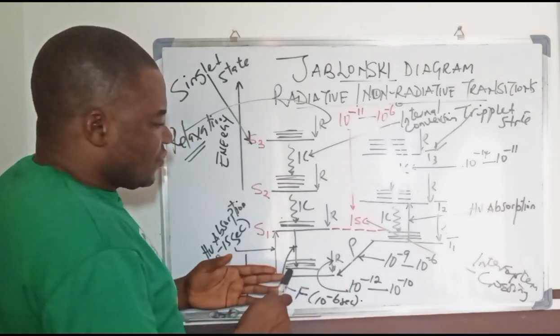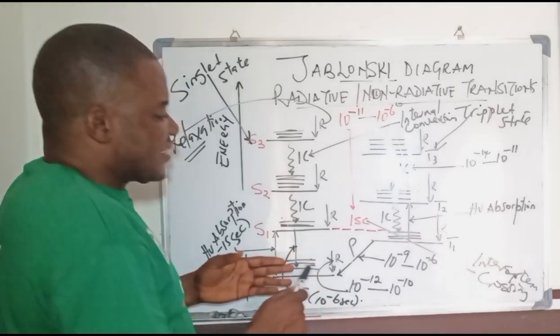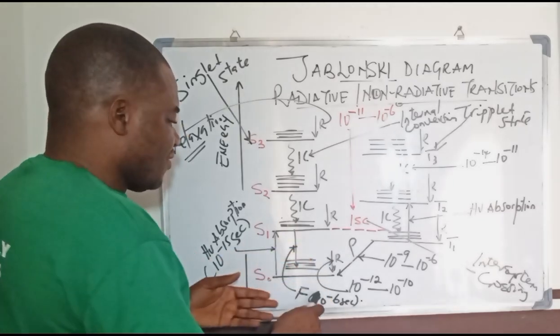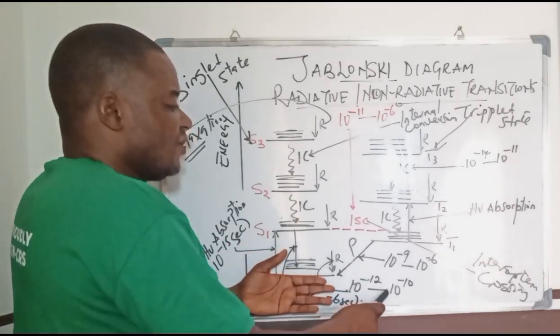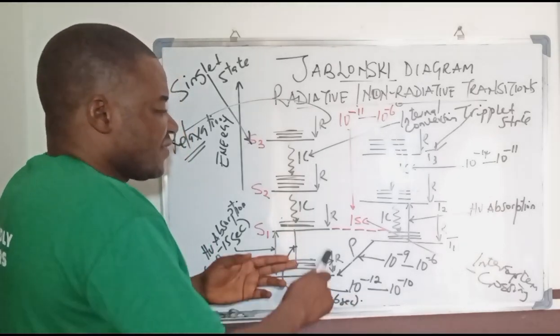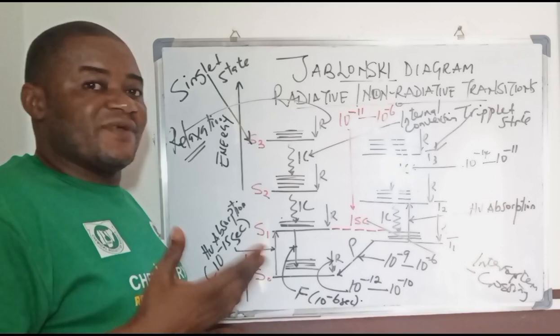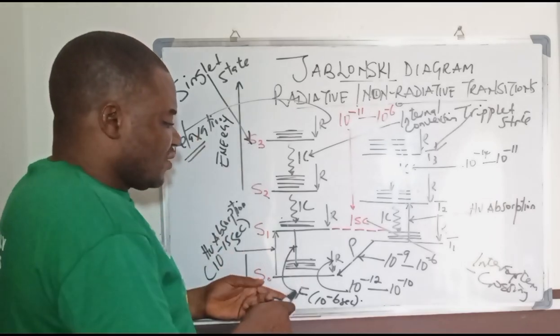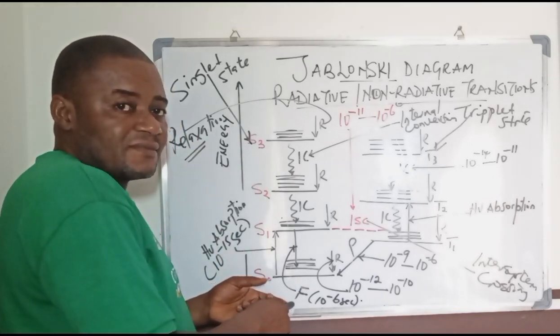Now, you can also see that relaxations are always about 10 raised to the power minus 12 to 10 raised to the power minus 10 seconds, which means that the relaxation process is also a bit fast, but not faster than the fluorescent process.